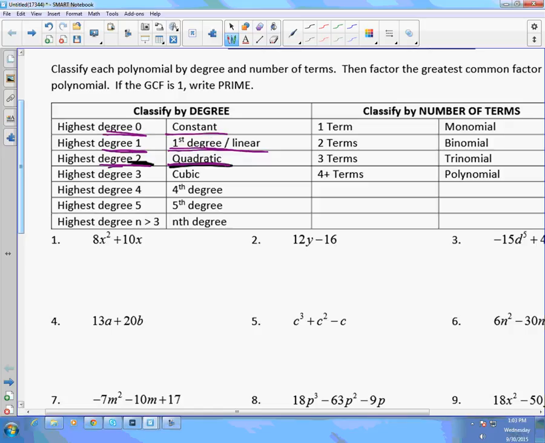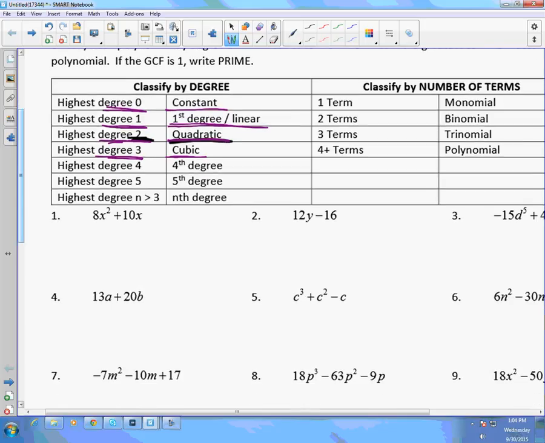We will do a lot more of that next year. A third degree is called a cubic. That makes sense because volume has 3 dimensions, we say feet cubed, right? Cubic. After the third degree will come 4th, 5th, 6th, 7th, etc. Then we're classifying by terms: monomial, binomial, trinomial, polynomial. So we're going to put this together and then you're going to try some.